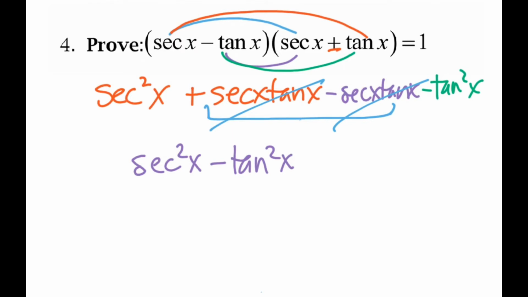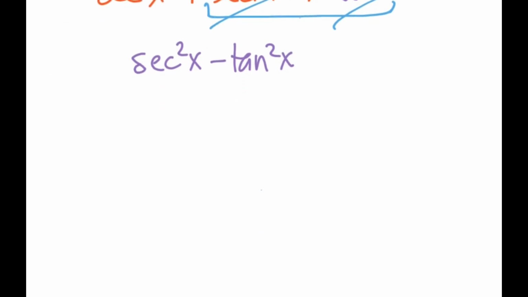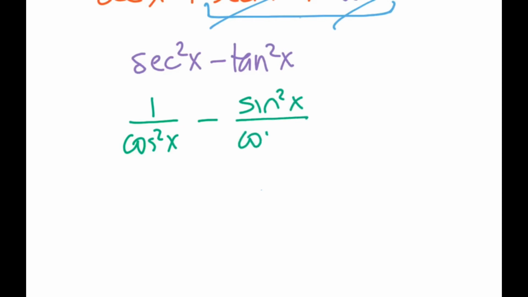Now remember my strategy I told you earlier: put everything in terms of sine and cosine. So secant squared is going to be 1 over cosine squared x, minus, and then tangent squared is sine squared x over cosine squared x. If you look at that, what do you notice about the denominators? They're already the same, so I can just put this together in one fraction.